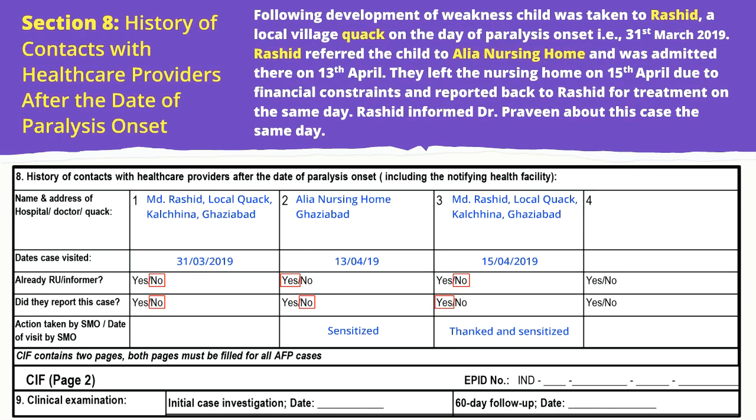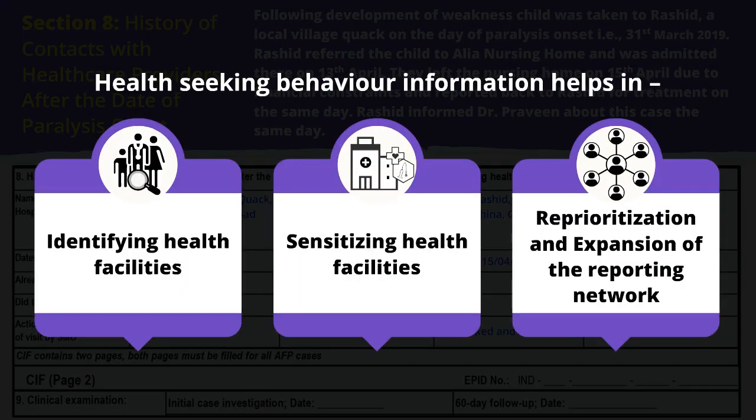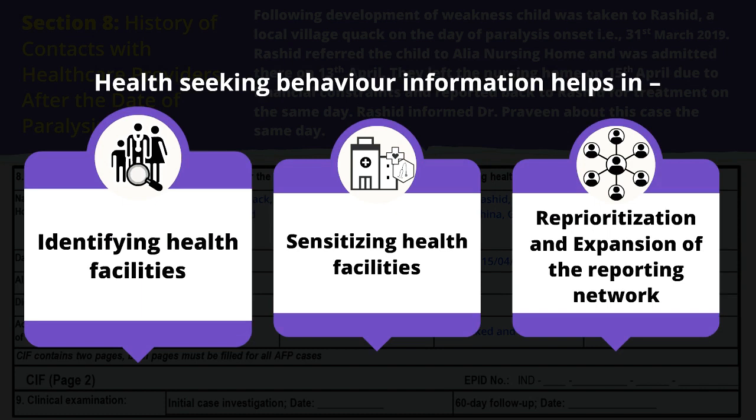Get information from caregivers about all the health facilities visited by patient after the onset of paralysis and write down their names, address and dates of visit. The help-seeking behavior information helps in identification of all the health facilities which a suspected case may have visited.